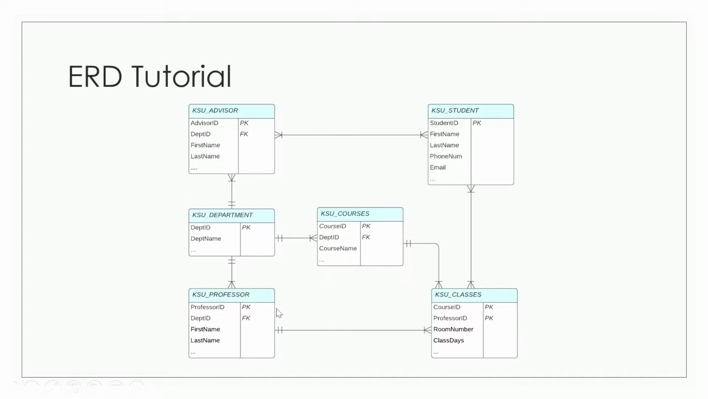Similarly, we'll have at least one, but many, as we know, professors at KSU who are part of departments. And for the sake of our diagram, we decided that each advisor and professor is only part of one department, because we don't know how they've arranged it at KSU, but they might be multi-department. Regardless, moving on from our departments, each department will have multiple courses that they teach.